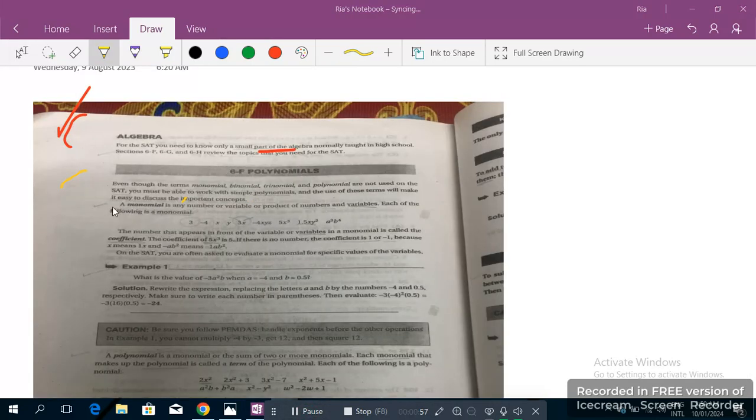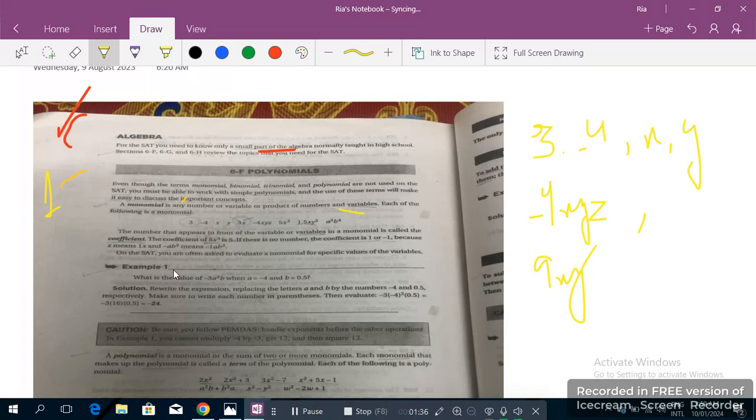First thing, the word mono simply means single or one. Okay, so it's any number or a variable or a product of a number and variables. So each of the following is a monomial. What they are saying, if you see this term, we have taken an example: 3, minus 4 x, these are the variables, x, y, or any other term like minus 4 x, y, z. Even if you take any of your own, 9 x, y.